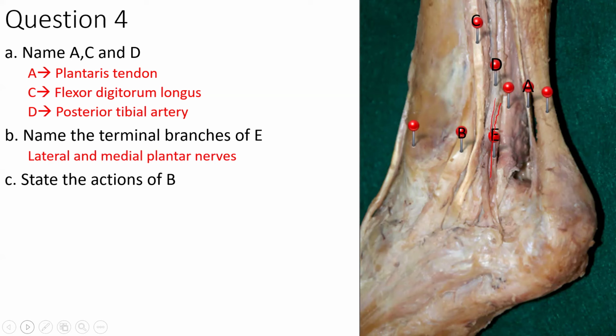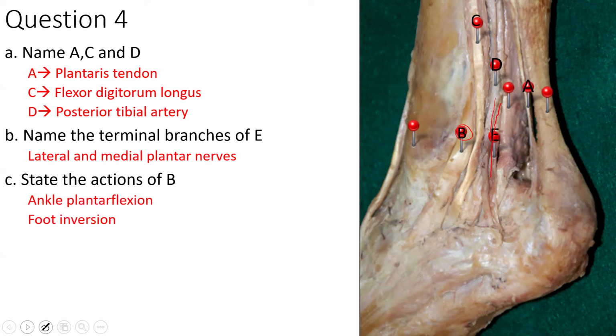So we've been asked to state the actions of B. B here is tibialis posterior. The actions of tibialis posterior include ankle plantar flexion and foot inversion.